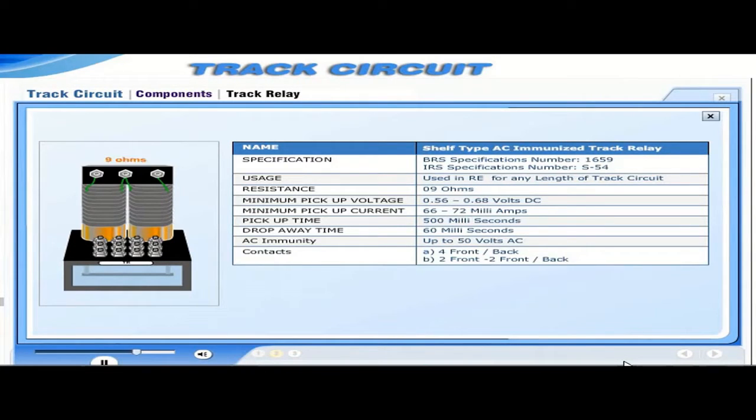AC immunity is up to 50 volts AC. Contacts: A. 4 front or back, B. 2 front or back.